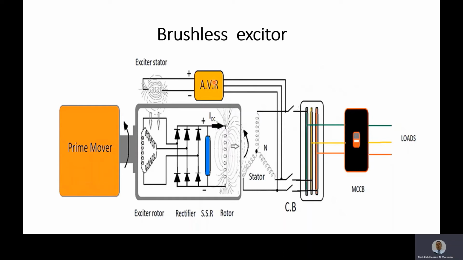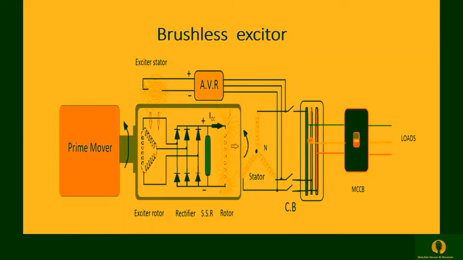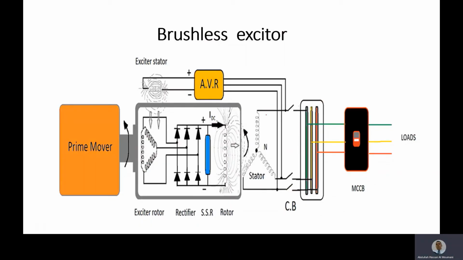The AVR is adjusted for the required voltage in order to keep the output voltage of the generator at the set value or the required voltage. Now, why should we have an AVR, automatic voltage regulator circuit?